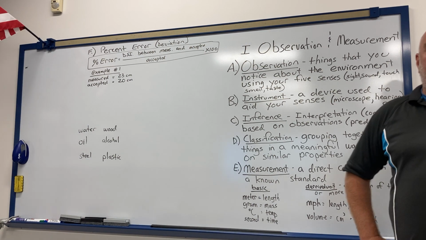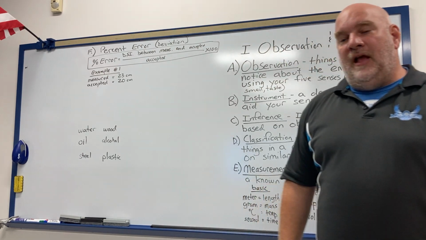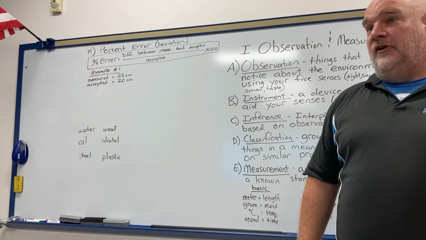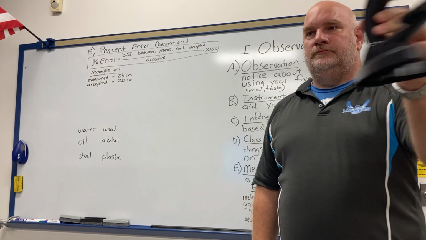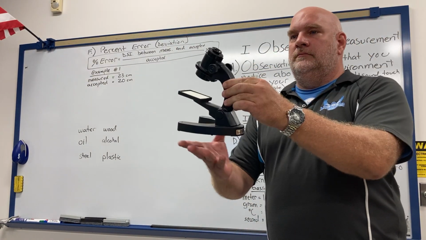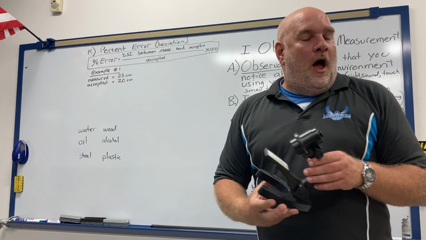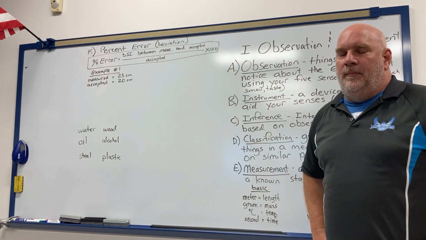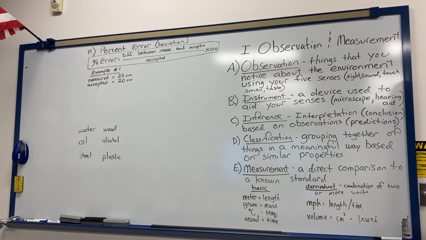All right. Now, sometimes our senses aren't good enough for what we need them to do, and they need a little bit of help. So, for example, if we were looking at something that was very small, we might use a telescope or a microscope to help us see it. All right. When we use a device to help our senses, we call that an instrument. So an instrument's a device used to aid your senses. So a microscope's a good example of that.